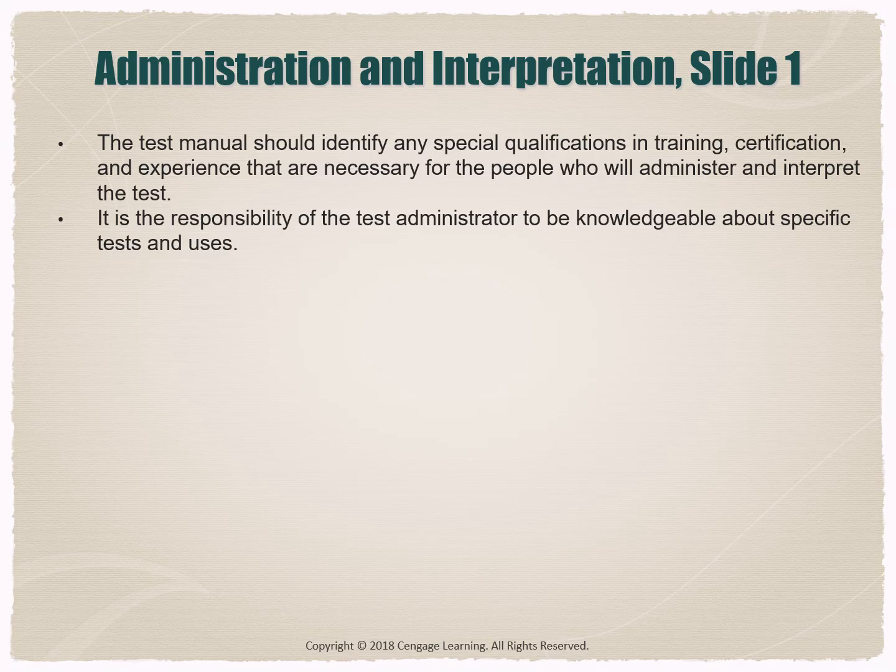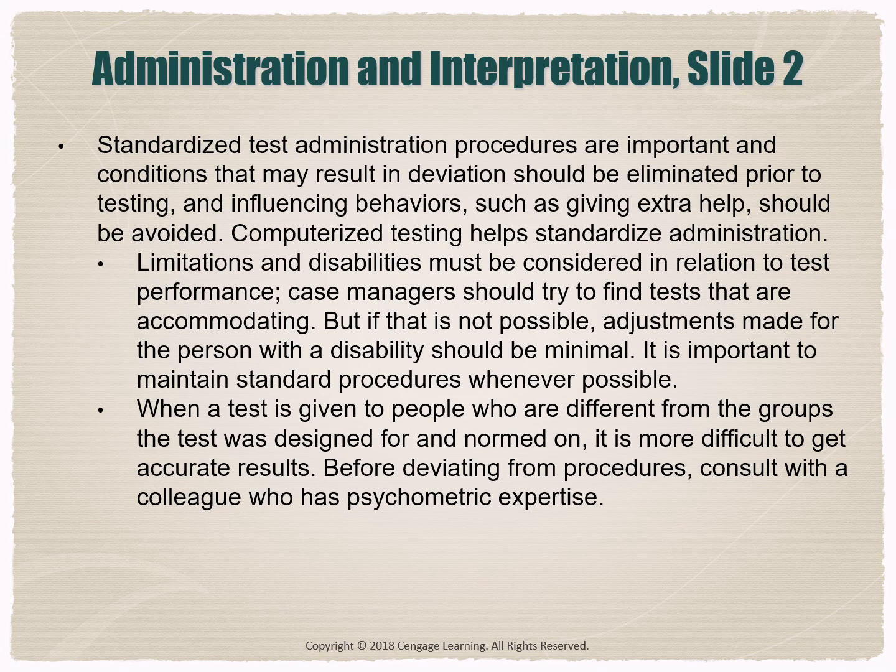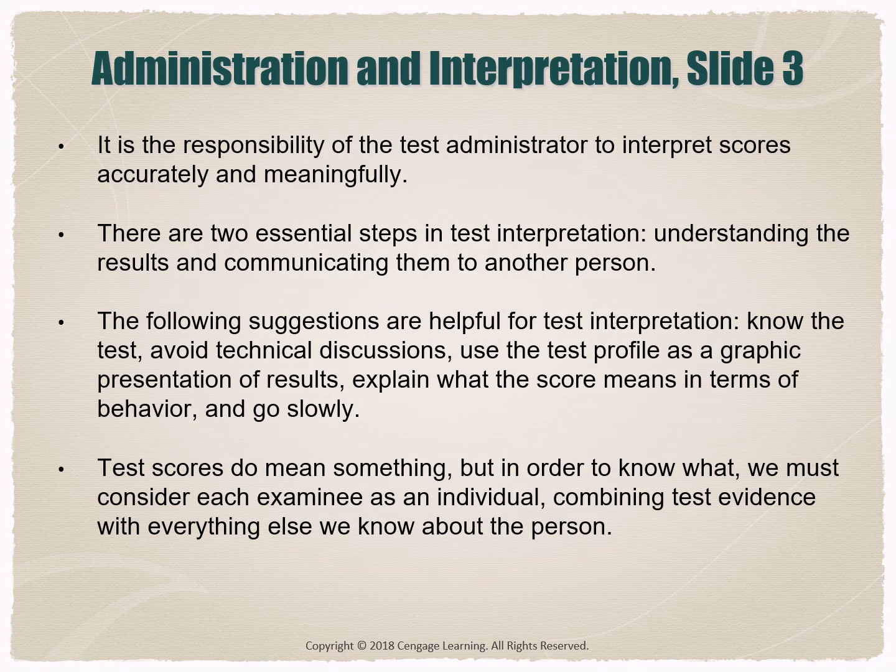Administration and interpretation. The test manual should identify any special qualifications in training, certification, and experience. It is the responsibility of the test administrator to be knowledgeable about the specific test and its uses. Standardized testing administration procedures are important, and conditions that may result in deviation from them should be eliminated prior to testing. Limitations and disabilities must be considered in relation to test performance. When a test is given to people who are different from the groups the test was designed for or normed on, it is more difficult to get accurate results.